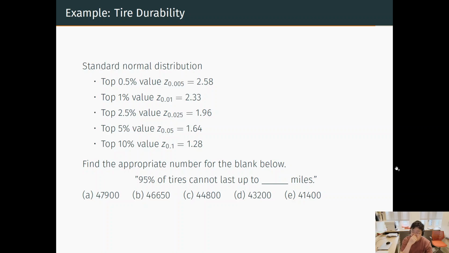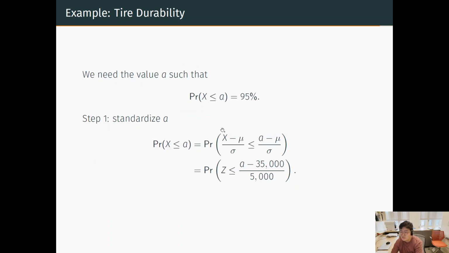Now it is your turn. So try this. What is the appropriate number for the blank? 95% of tires cannot last up to a certain number of miles. So here, this number must be the top 5% because 95% fail, but the top 5% can go beyond this point. So it is the top 5%. Top 5% is based on this, 1.64. That is the clue. So 1.64, remember that.